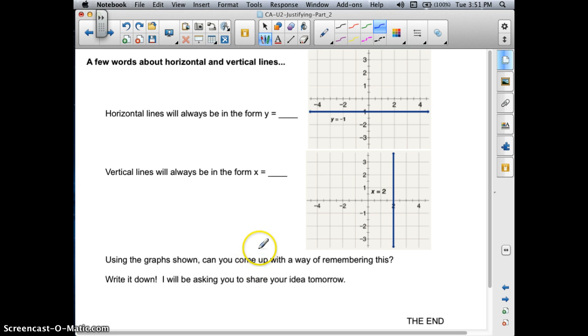Using the graphs, can you come up with a way of remembering this using x equals for a vertical and y equals for a horizontal, and how you know what number belongs there? I want you to write it down, and I'm going to be asking you to share your idea with the class tomorrow.